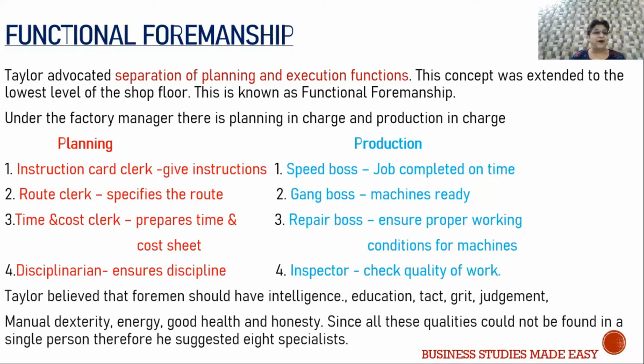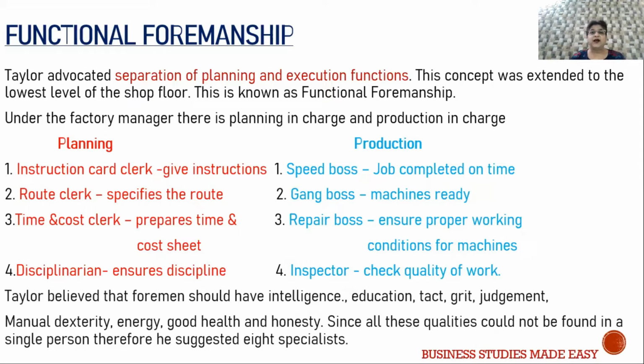Now, in the planning department, we had these 4 people. The instruction card clerk was supposed to give instructions to the workers, what is to be done, how it is to be done. The route clerk decides the route, that is, which thing is to be done first. Then the time and cost clerk prepares the time and cost sheet, that is, how much time this work should be completed in, so that the entire work can be completed on time. And the disciplinarian ensures that there is discipline.